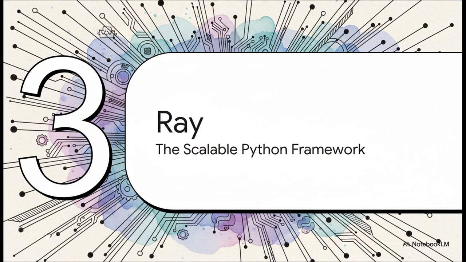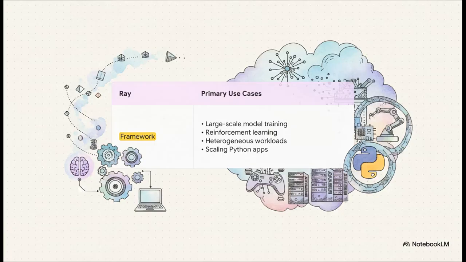All right, let's move on to our second tool, which takes a bit of a different approach. This is Ray, and its superpower? Making Python, the language of data science, massively scalable. Ray is less of a pre-packaged platform and more of a flexible framework. It absolutely shines when it comes to large-scale model training, and it's become a go-to for really complex reinforcement learning tasks. One of its key advantages is how it handles what we call heterogeneous workloads.